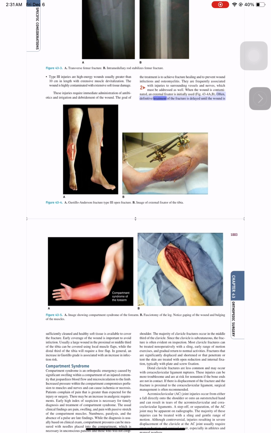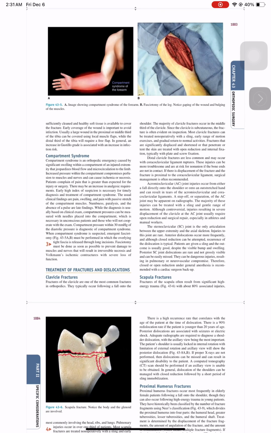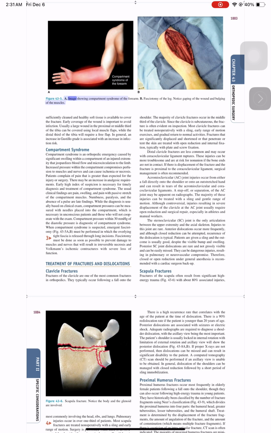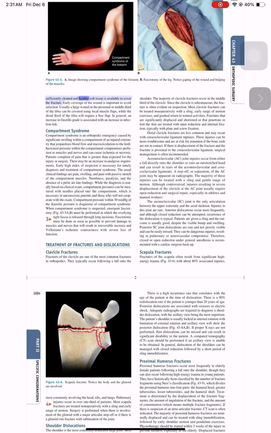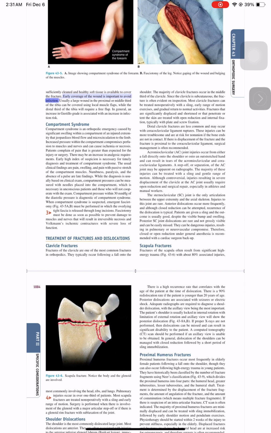Often, definitive treatment of the fracture is delayed until the wound is sufficiently cleaned and healthy soft tissue is available to cover the fracture. Image of external fixator of the tibia. Compartment syndrome of the forearm. Figure 43-5. A, Image showing compartment syndrome of the muscles. Early coverage of the wound is important to avoid infection.